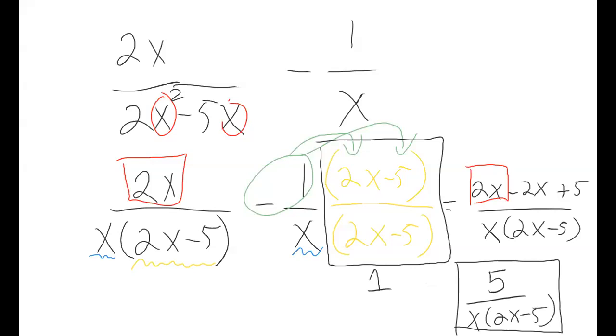All right, and then one other kind of stupid question: how did that turn into a 2x plus 5 on the end? So when I distribute the -1, the green circle, through what's in yellow, a -1 times 2x gives me a -2x right there. And then a -1 times a -5 gives me a +5. So the second part with my 2 arrows came from multiplying -1 times 2x minus 5. The first 2x just came from the first fraction of 2x.